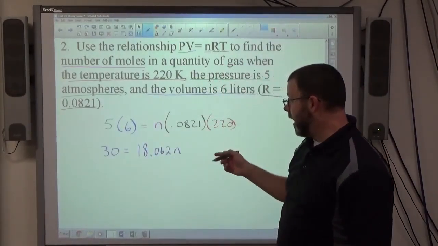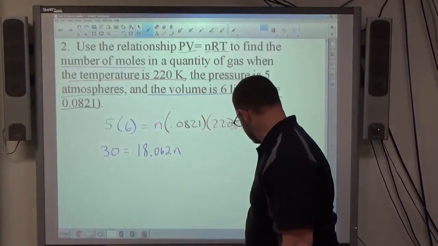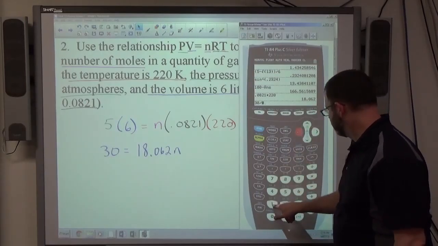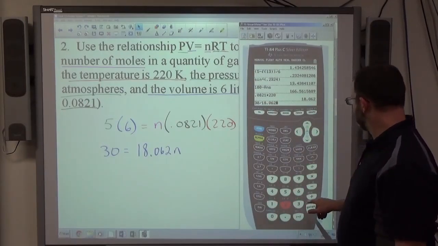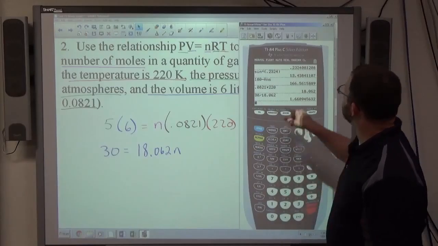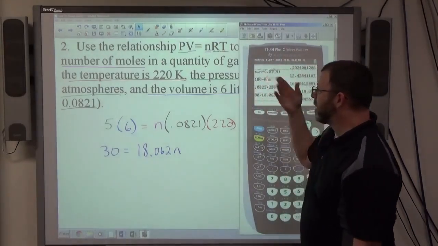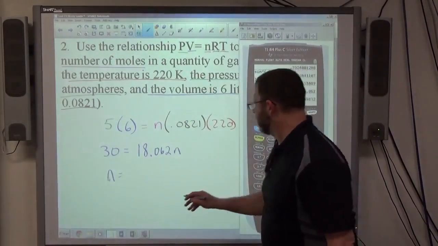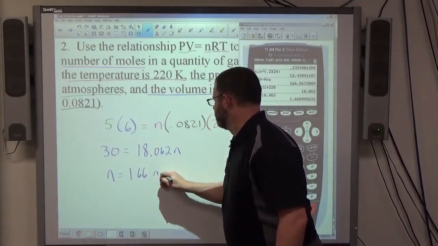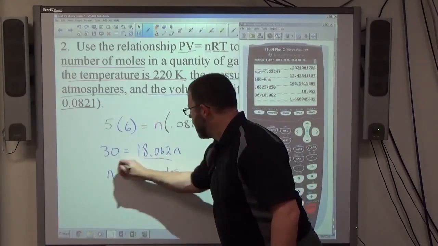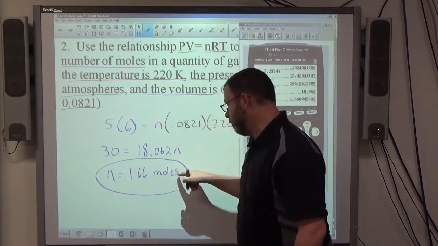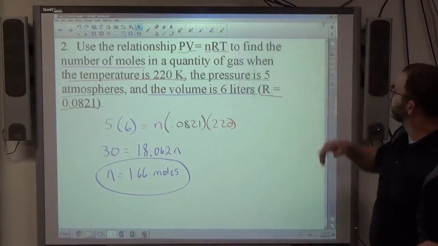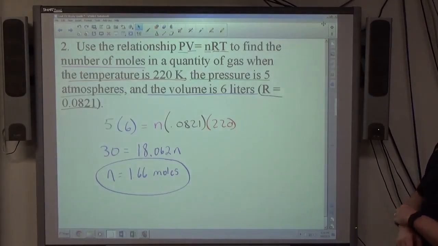So to get n, I simply have to divide 30 by 18.062. So 30 divided by 18.062 comes out to 1.6609. It doesn't specify how many decimal places, so let's just go with 2. So n equals 1.66 moles. If I want to get really nitpicky, anything bigger than 1 is going to be moles, anything less than 1 is mole, but I'm not going to count off for leaving an s off or putting one on, that's not necessary. But 1.66 moles is the right answer to that one.